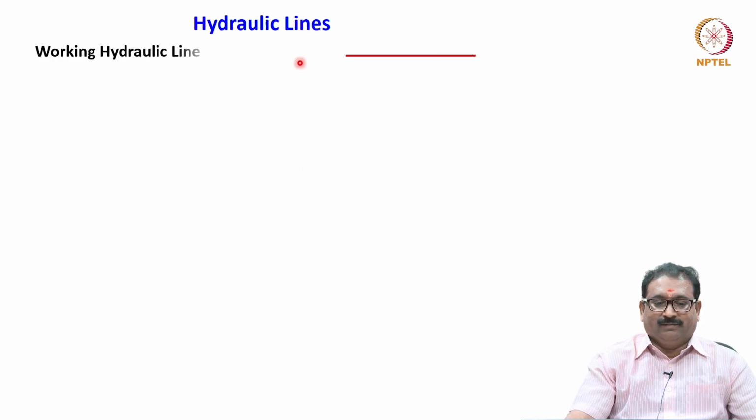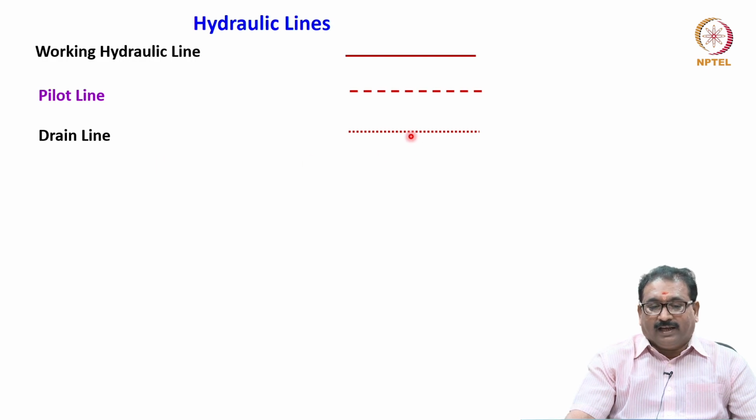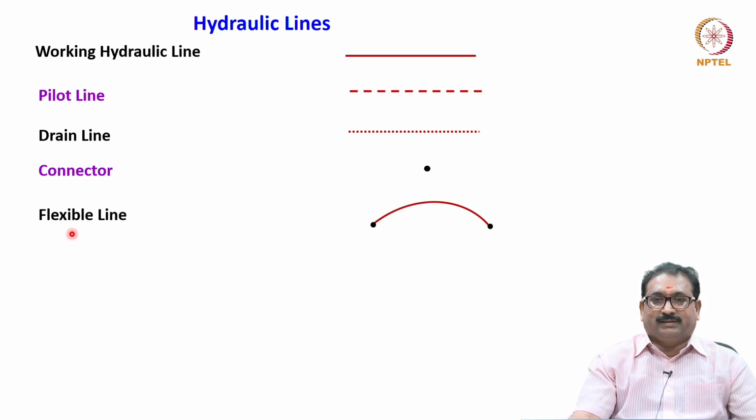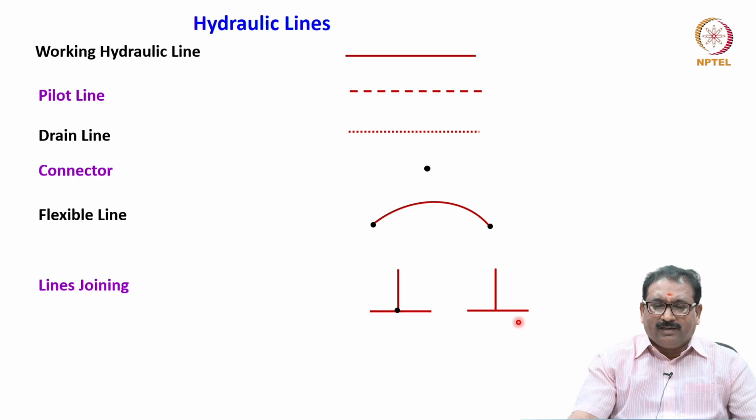Then hydraulic lines. The working hydraulic lines are shown with thick lines. Pilot lines are represented using dotted lines. Drain lines are also dotted lines. Please understand the length of the dashes in the pilot lines and the drain lines. Connectors are represented by a filled circle. Flexible hoses or flexible lines are represented like this. Line joining, with dot or without dot, both are used.